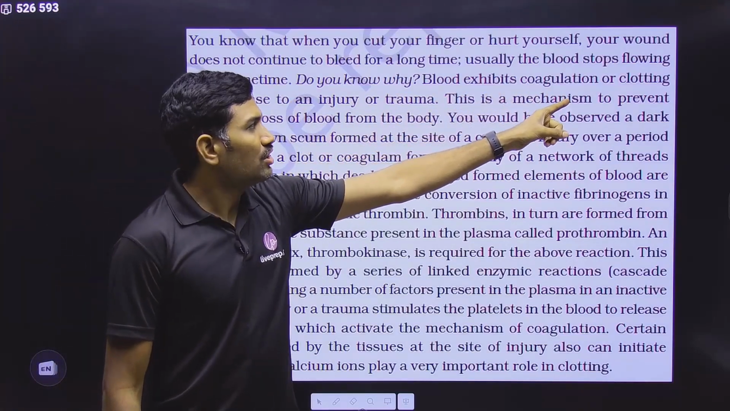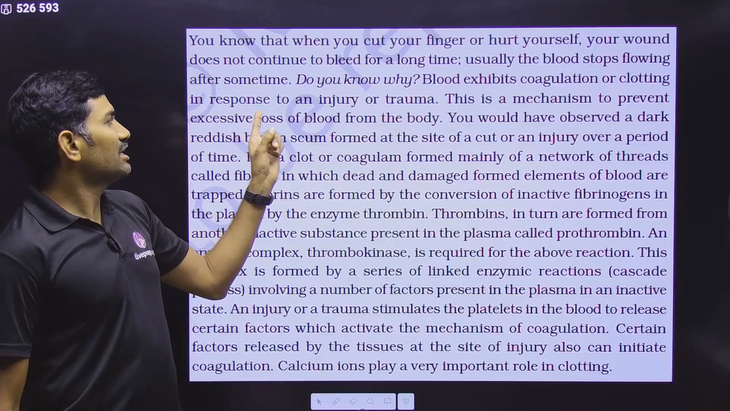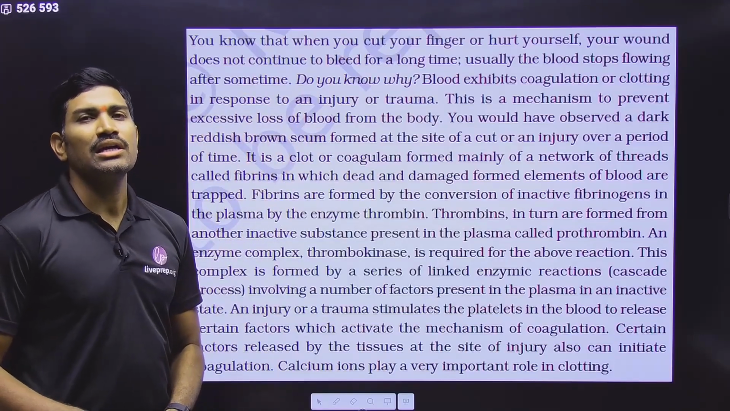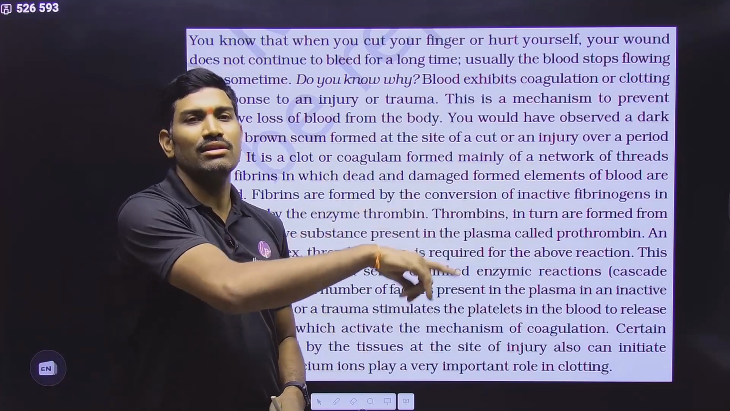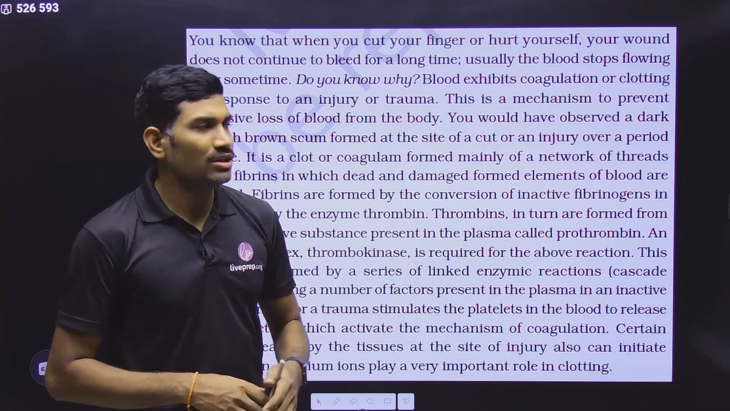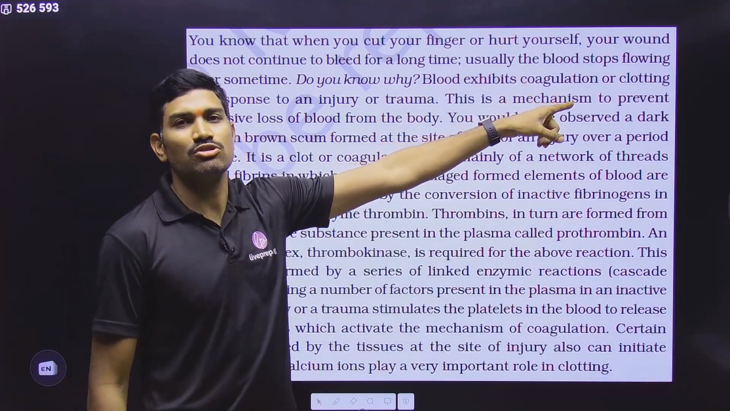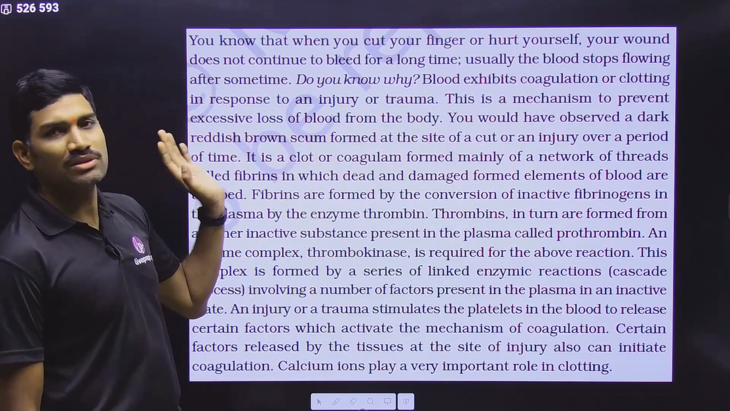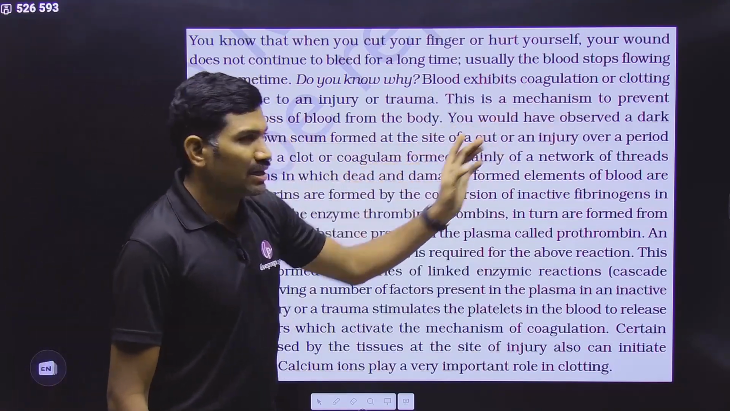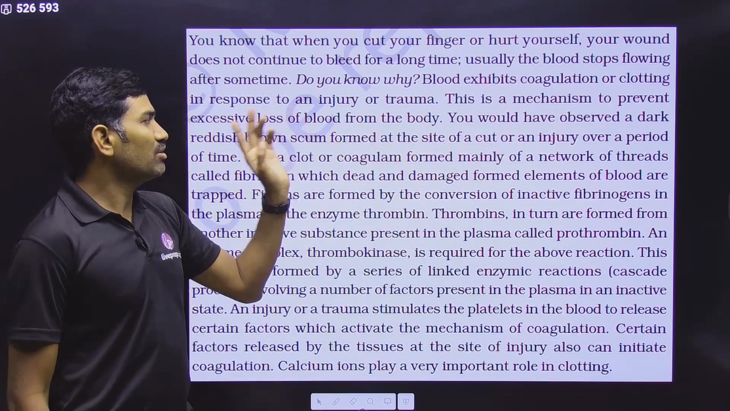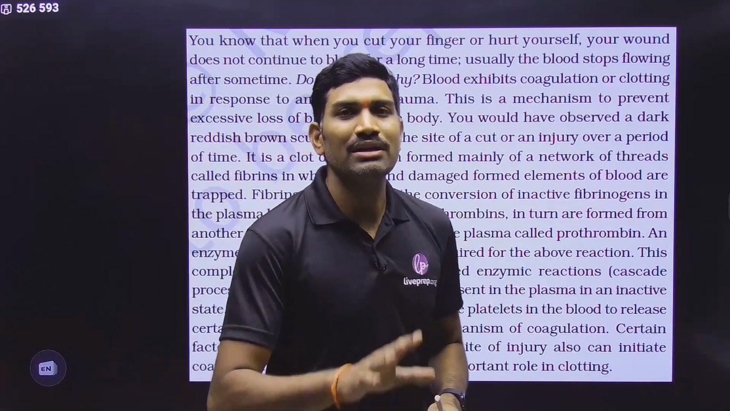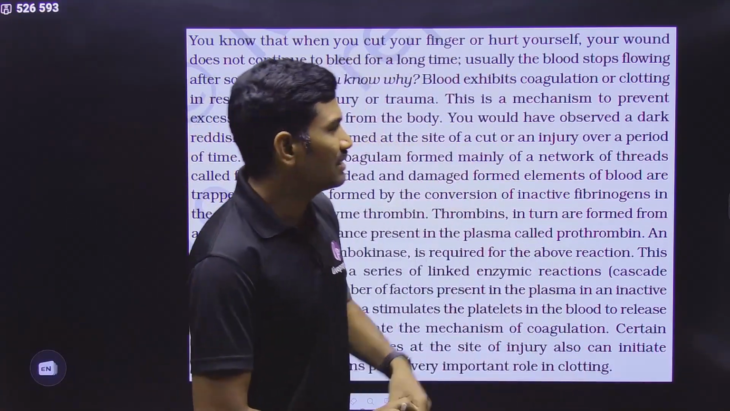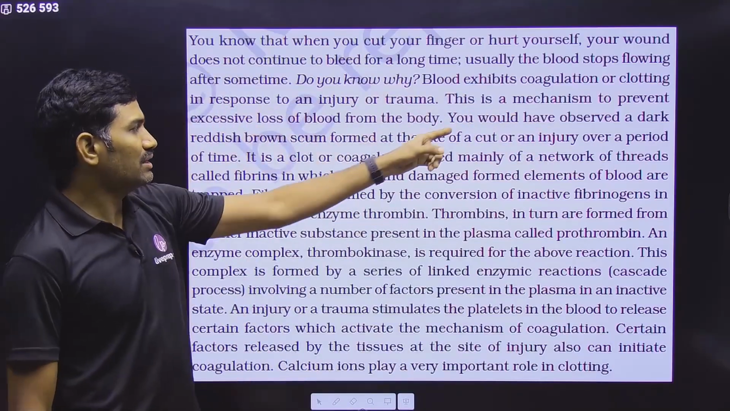Blood exhibits coagulation or clotting in response to injury or trauma. If there is damage happening to the blood vessels, now this blood, to prevent the loss of blood, is showing coagulation. It is also called clotting. So this is a response that is shown. This is a mechanism to prevent excessive loss of blood from the body. Loss of blood is called bleeding. So to prevent the loss of blood, to prevent the bleeding, this blood clotting is occurring. That's what they are saying.